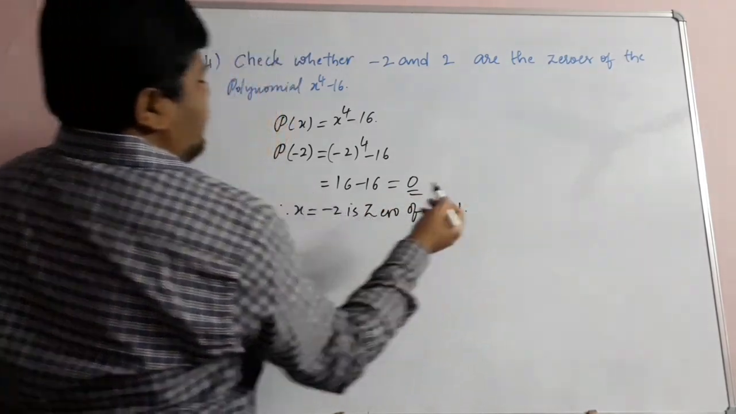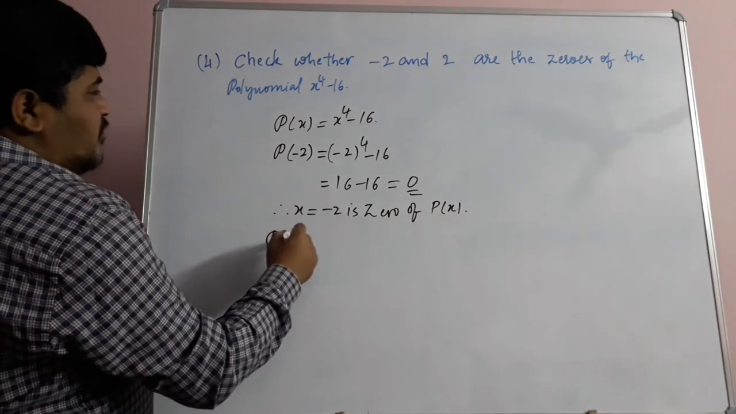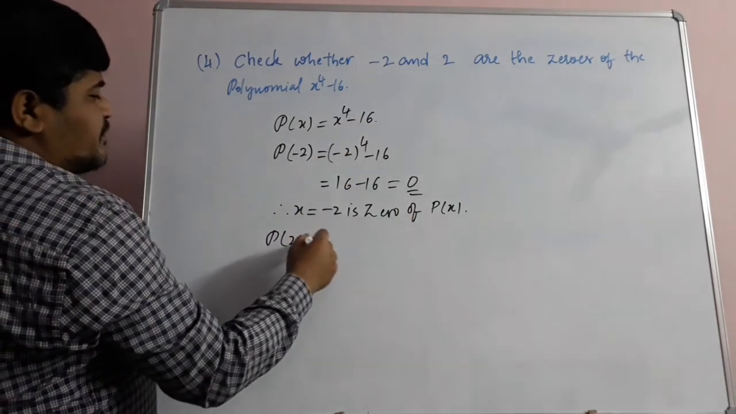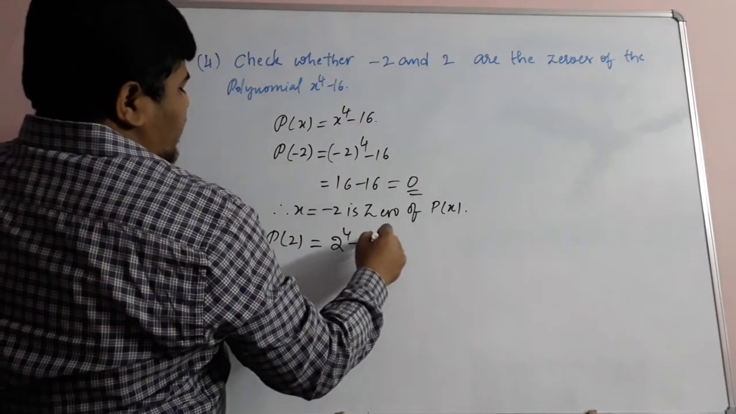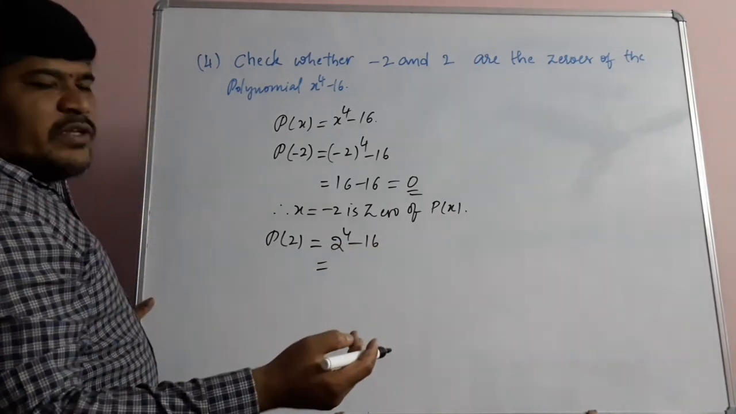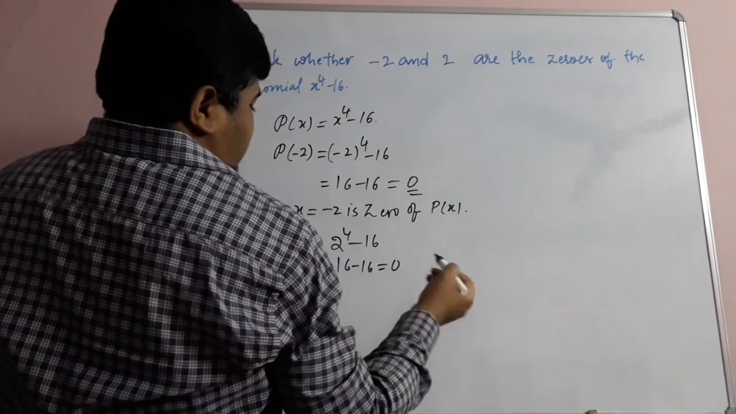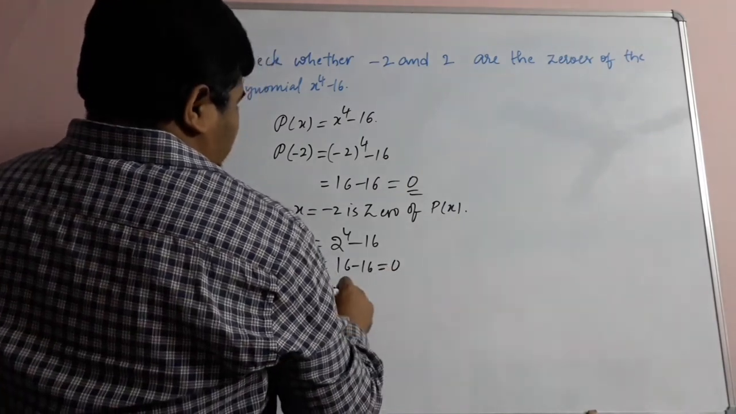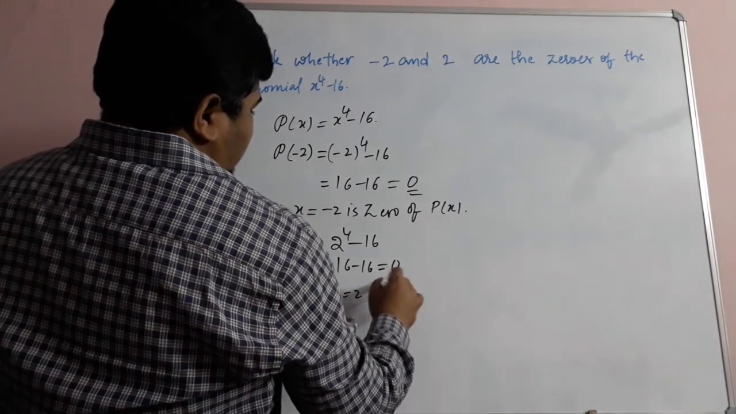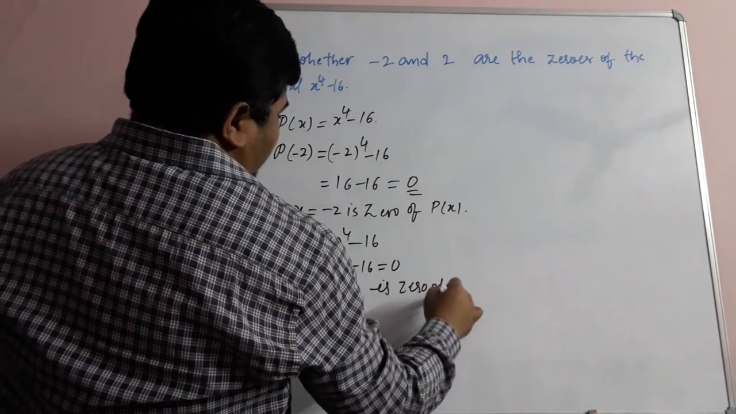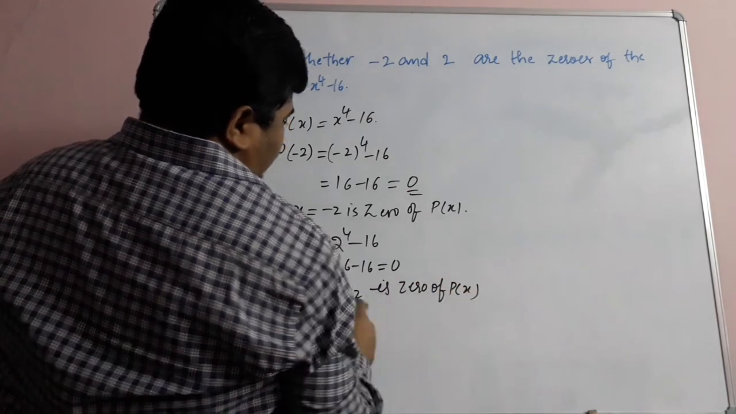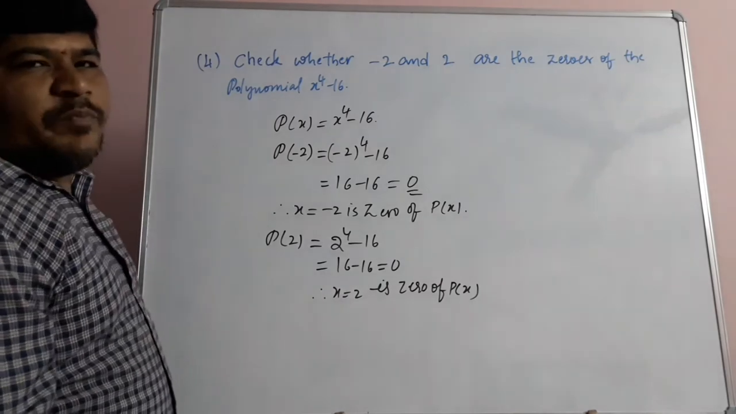It means the given polynomial. Okay, now find P of 2, children. So, take x is equal to 2. 2 to the power of 4 minus 16. 2 to the 4, 4 to the 8, 8 to the 16. So, this is 16 minus 16, which is making the expression 0. Therefore, x is equal to 2 is a zero of P of x.